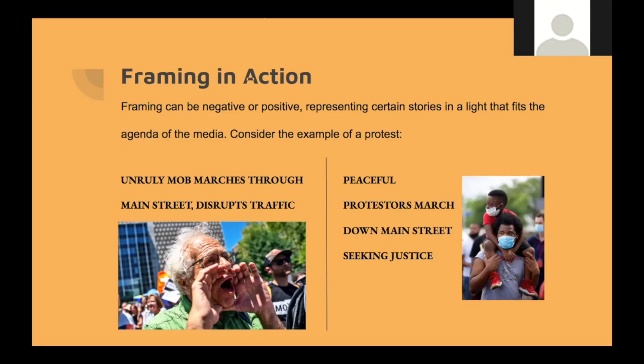A positive headline of the event would be something like "Protesters march down Main Street seeking justice," with the largest image being that of a father and his son participating in the protest. This presents the protesters in a more positive light and will cause the target audience to see the protest as more peaceful than chaotic.